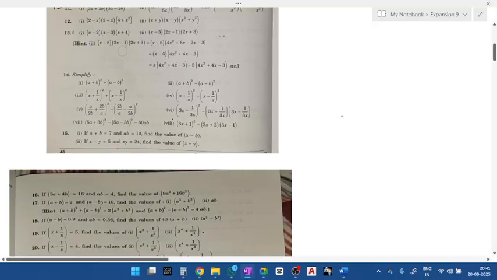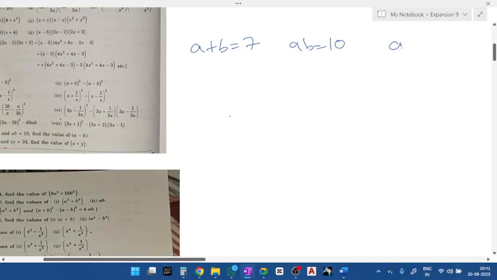What is given in the 15th one? A plus b is equal to 7. ab is equal to what? Then what are we supposed to find? A minus b. What's the degree of a plus b here? All of you unmute and answer. The degree for all these values is just 1, right? Can you see 1? Now tell me which formula should I use? I have to add and subtract.